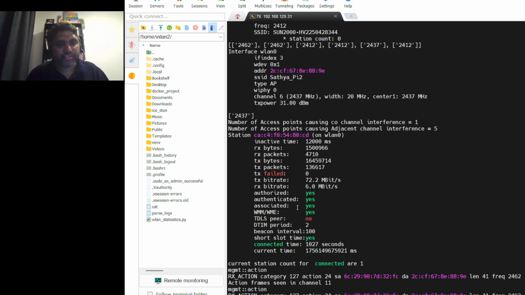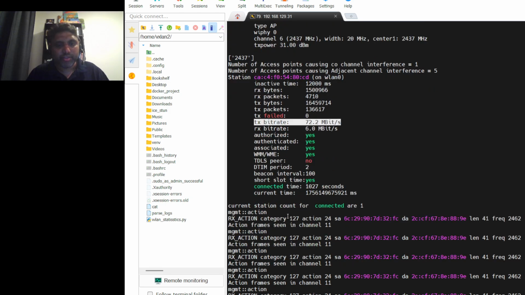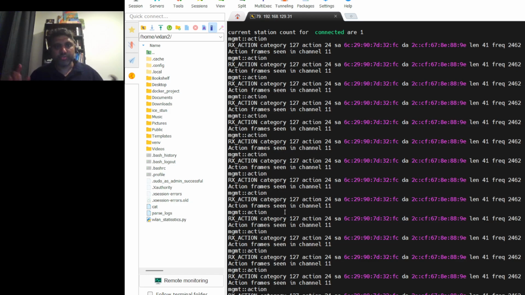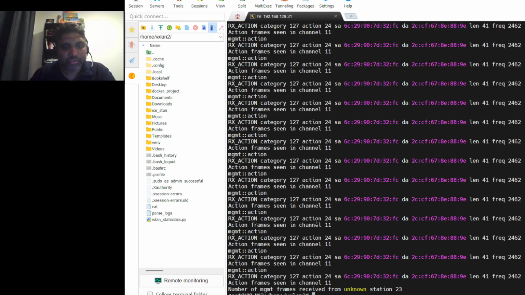Then, the number of stations connected: currently I am running a video on the connected station, which is why it shows 72.2 megabits per second as the transmit bit rate. Then the action frames coming from an unknown station, as shown here, are received on channel 11. So channel 11 users will see their airtime affected. This is the diagnostics that I have done till now.